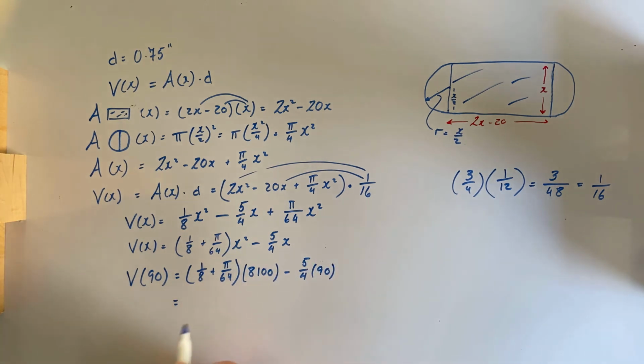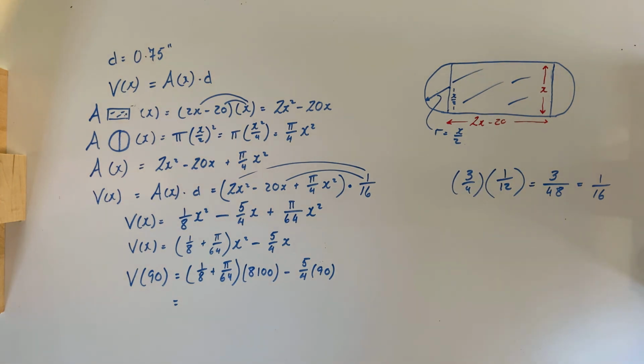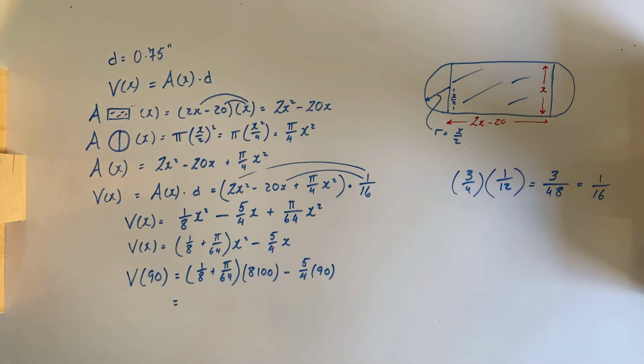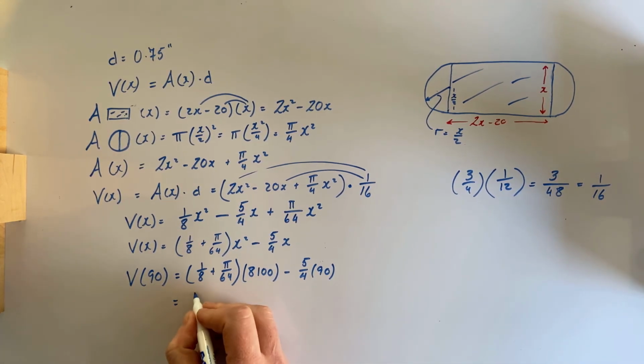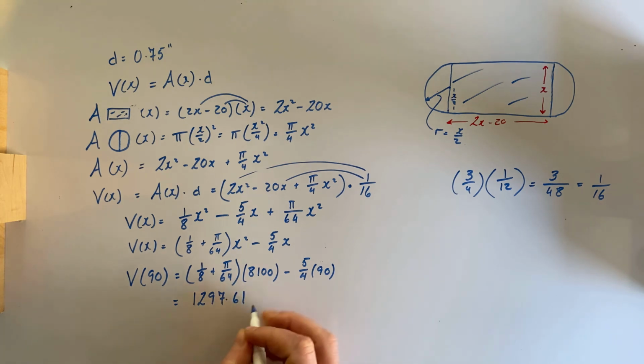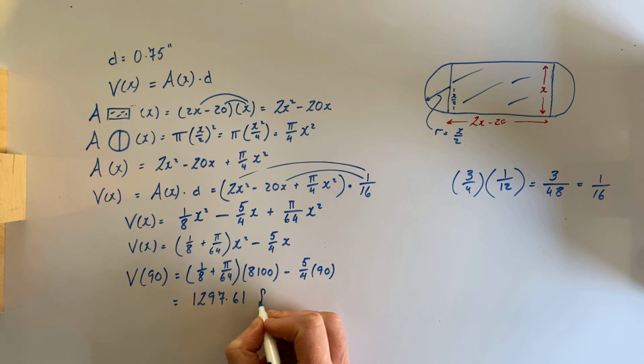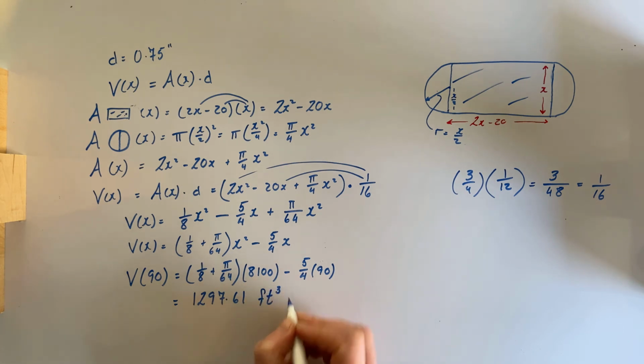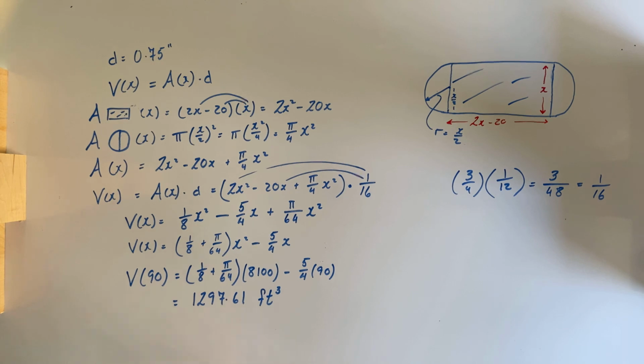And so if you work all of this out, take out a calculator, you will find that the volume of ice is 1,297.61 to 2 decimal places, and the units would be cubic feet. That is the volume of ice that we're ending up with. And so that's that question completed, Part A and Part B. You formed the function, and you have found the value of that function for a given value of x right there.